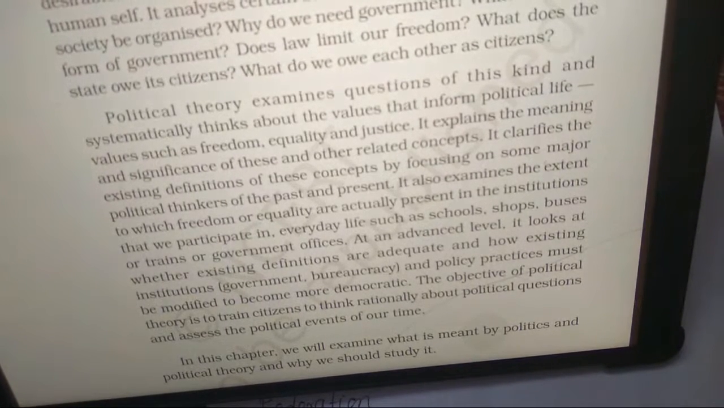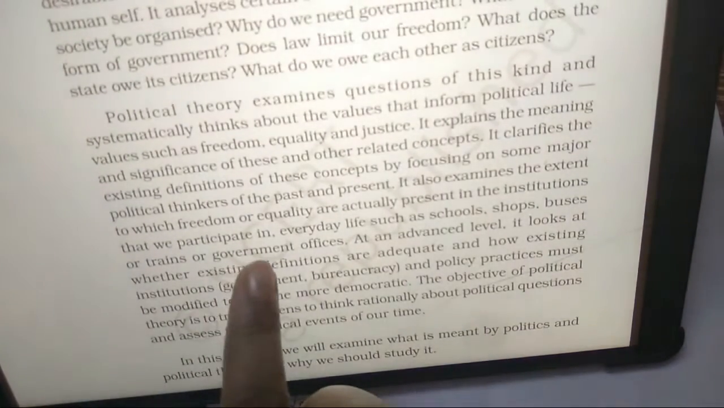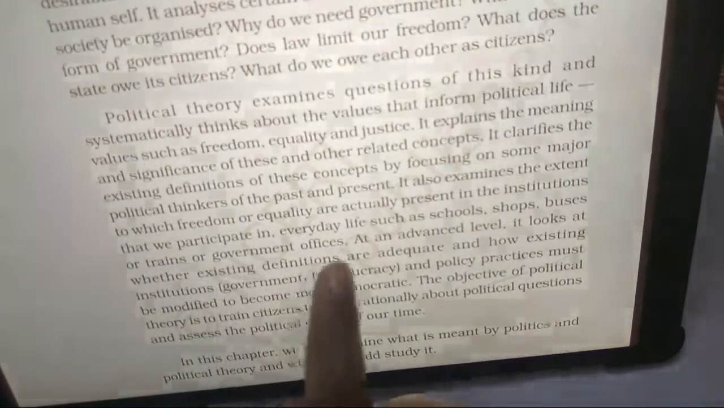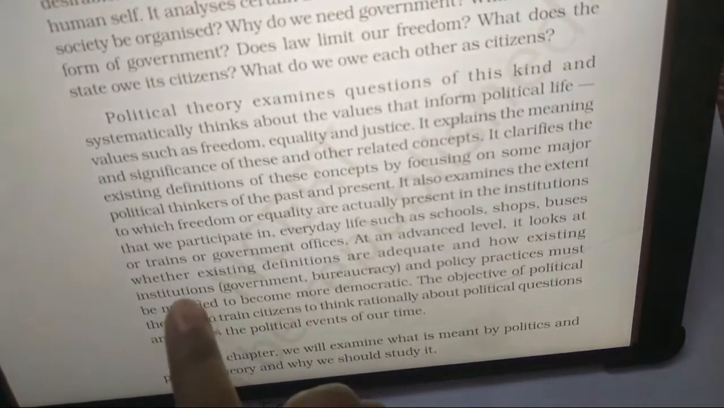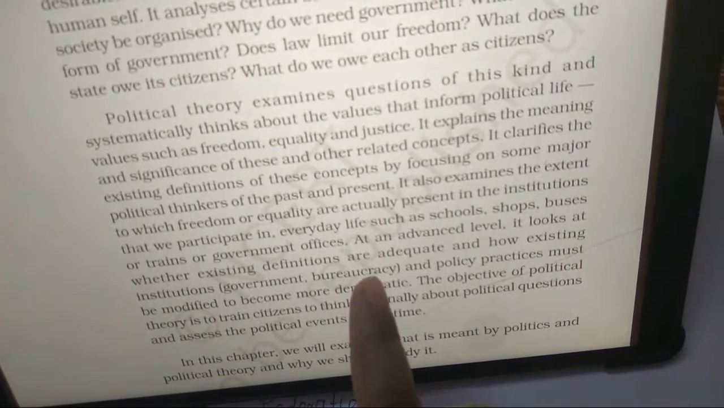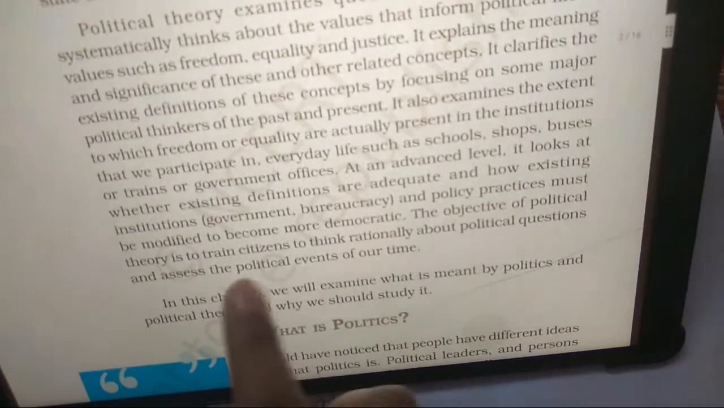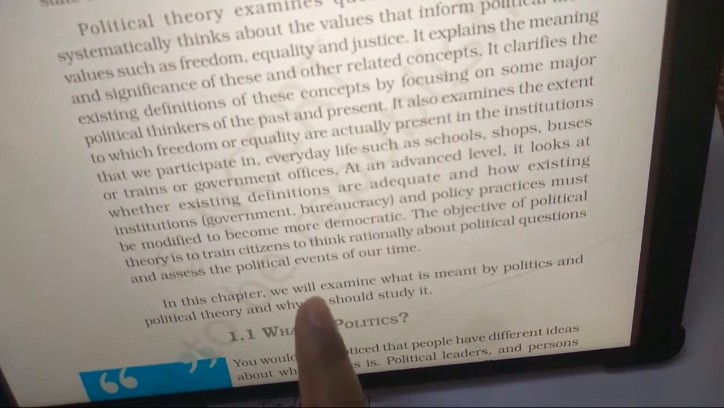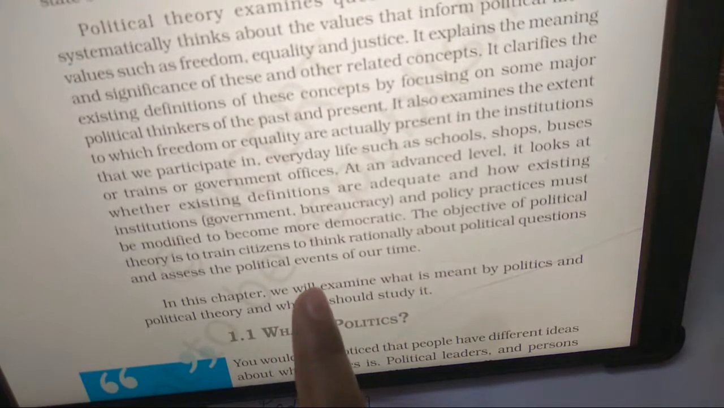It also examines the extent to which freedom or equality are actually present in the institutions that participate in everyday life, such as schools, shops, buses, or trains or government offices. At an advanced level, it looks at whether existing definitions are adequate and how existing institutions, government bureaucracy, and policy practices must be modified to become more democratic.